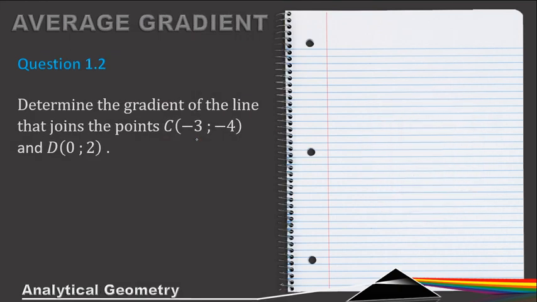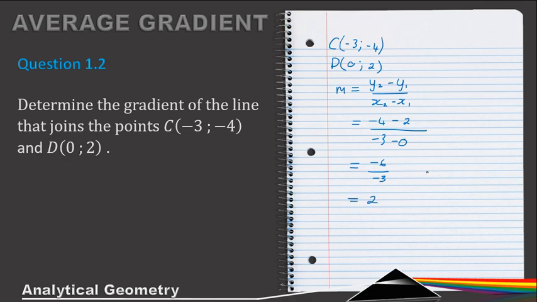Question 1.2, here we have to determine the gradient for the line that joins points C and D. C, which is minus 3, minus 4, and D is 0 and 2. So gradient, which is change of y over change of x, we substitute in our points, so that's minus 4 minus 2 over minus 3 minus 0. And then we have minus 6 over minus 3, and that gives us positive 2.